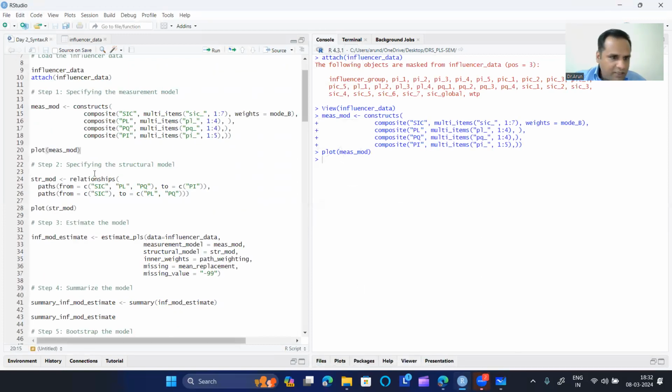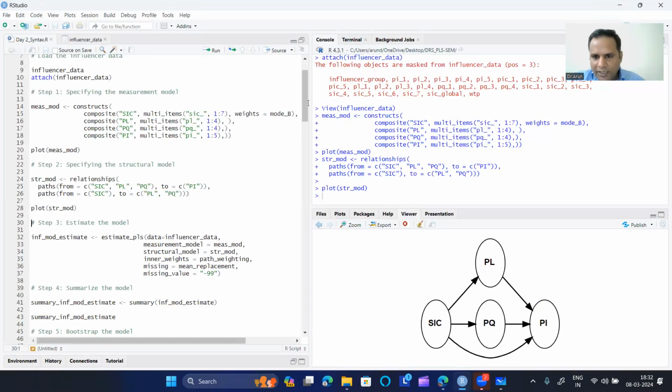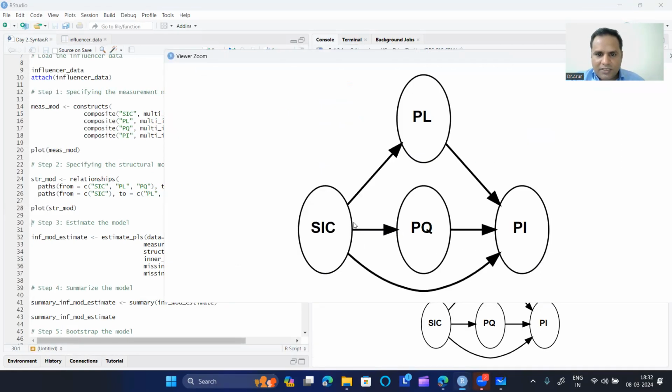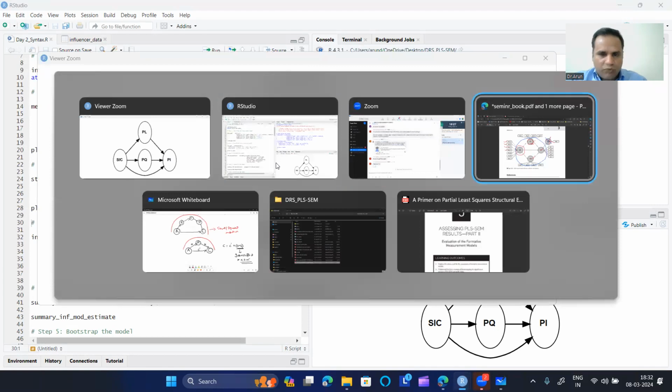Let me minimize this. The second step is to specify the structural model. It's very mechanical, one by one. Line number 24, I will simply select it and run it. Now it's loaded. The moment you get the greater than symbol, it means everything is fine. Now run line number 28. This is the structural model. Now compare this model with the model which is given in your textbook.